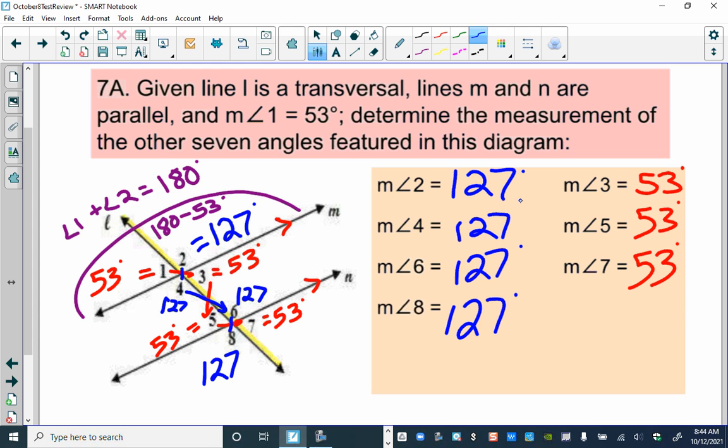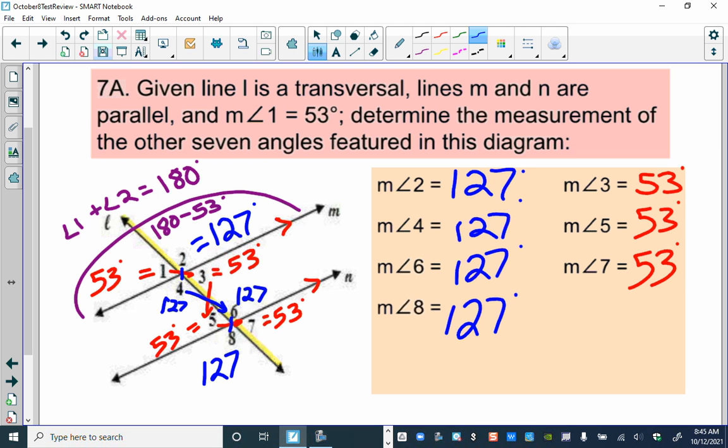Anybody have any questions on problem 7A? So the key is this relationship between angle 1 and 2. You can say similar for angle 1 and 4. 53, 127, they're going to add up to 180. And then from there, you zigzag. That's the quickest way to knock this type of problem out. Now, 7B we will not do in class. I want you to try that at home.